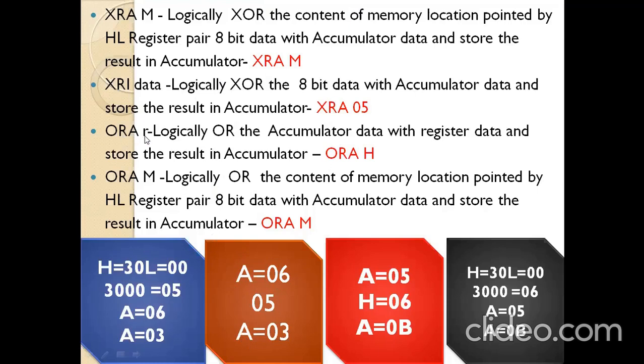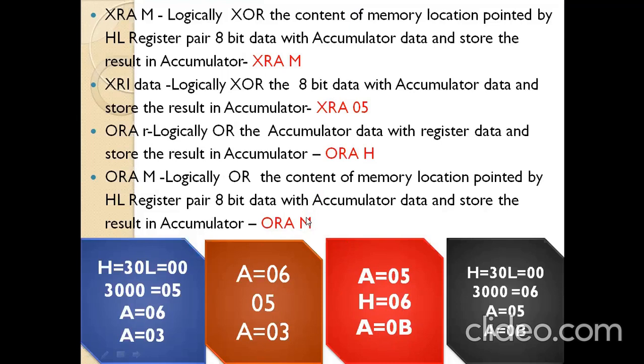Next, ORA R. Here ORA H means the H register data and accumulator data will do the OR operation, and the result will be stored in the A register. The A value is 5 and the H register value is 6. Both do the OR operation, and the result is stored in the A register, that is 07. ORA M, OR operation.